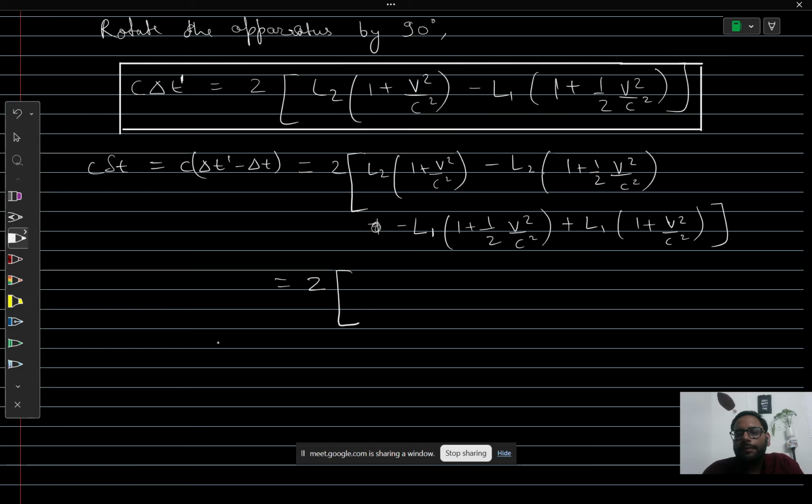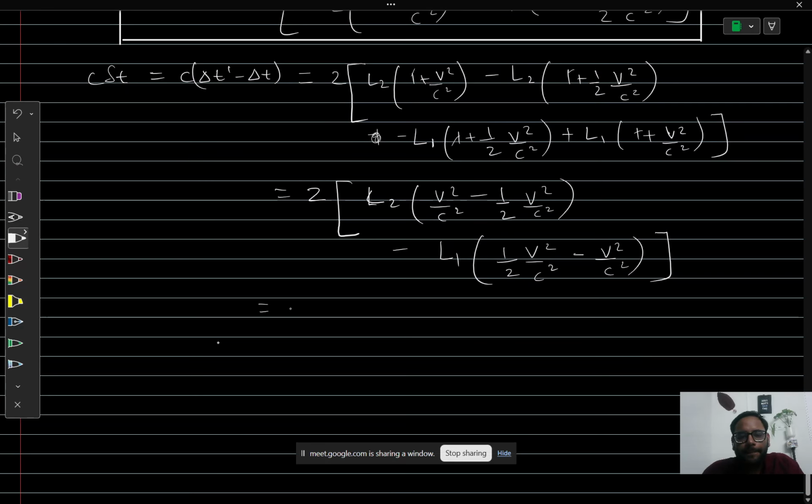Okay, what will happen now? Take the L2 common, and one will be cancelled out. This one will be cancelled out and this one will also be cancelled out. v squared minus v squared upon c squared minus v squared by c squared, minus of, you can take the common from it, and then again v squared by c squared and minus of v squared by c squared. Right.